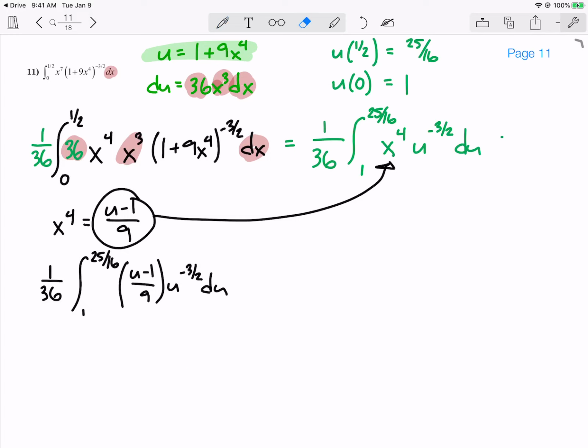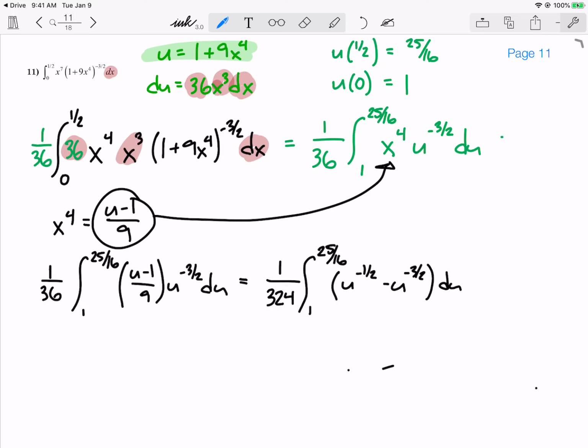And now this is very much like a problem we did earlier on. I'm going to distribute, and I'm actually going to pull the 9 out that's on the bottom. So 36 times 9 gives me 324. So I've got 1 over 324 times the integral from 1 to 25/16 of u to the negative 1/2 minus u to the negative 3/2. So what am I doing here? All I'm doing is distributing this u to the negative 3/2 to each of these, the u and the minus 1. So when I do that, now I'm ready to integrate.